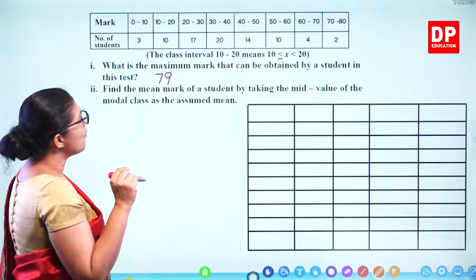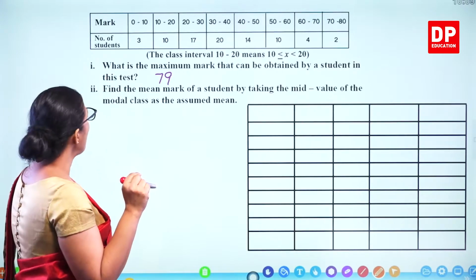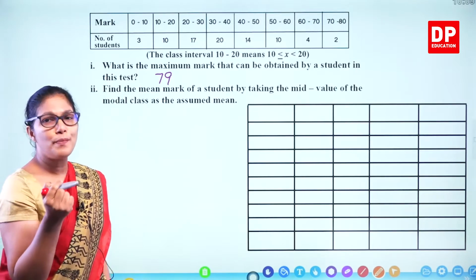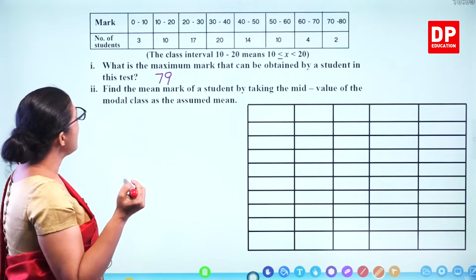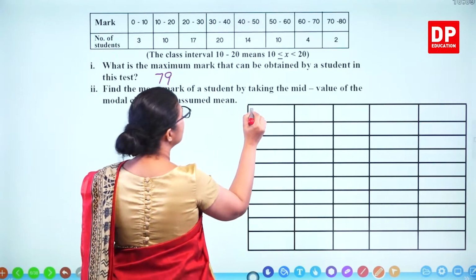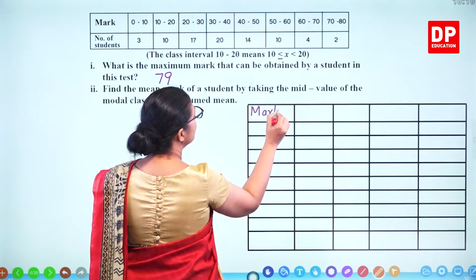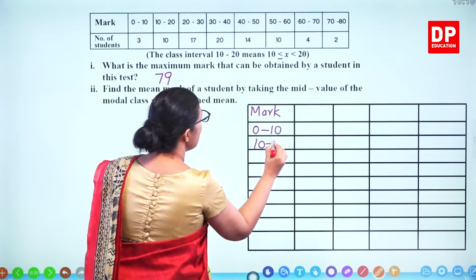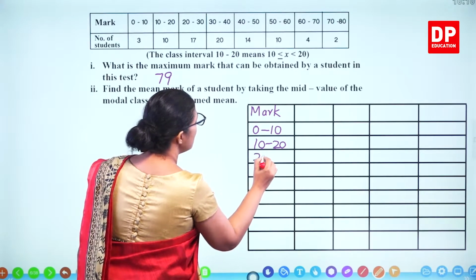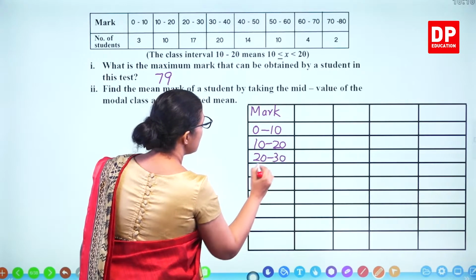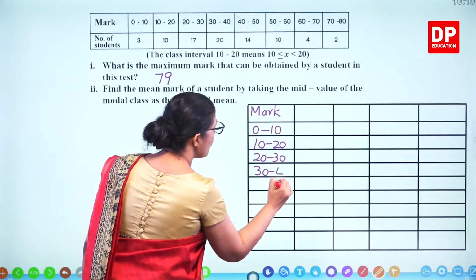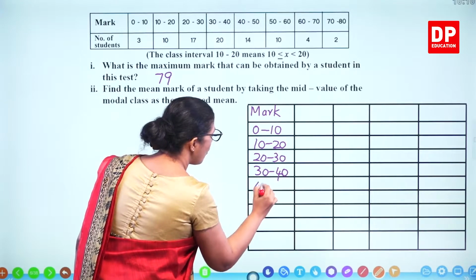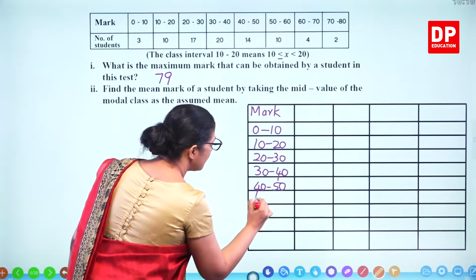Find the mean mark of a student by taking the mid value of the modal class as the assumed mean. So we'll do that. So this is the mark: 0 to 10, 10 to 20. All the widths are equal. 20 to 30, 30 to 40. So you have to first look at it. 40 to 50.